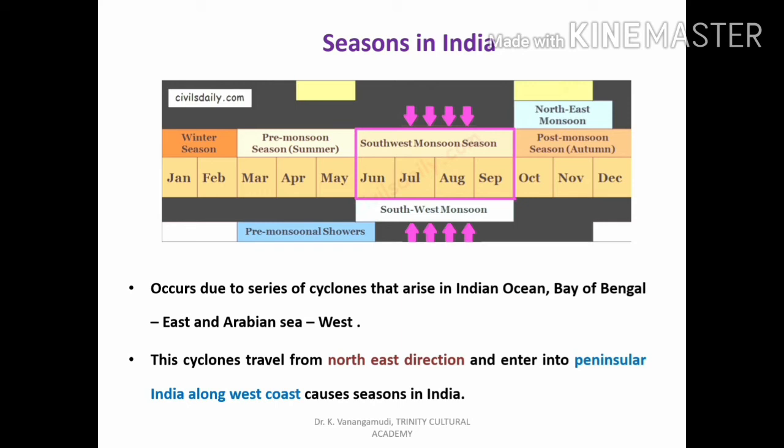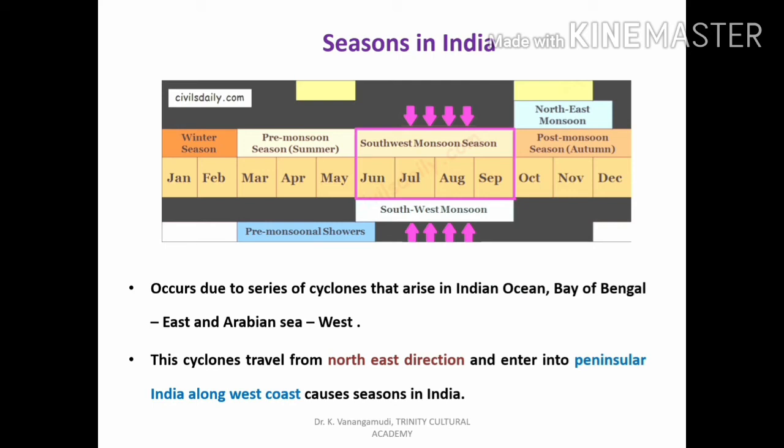Winter season during January-February, pre-monsoon season during March, April, May, and during this period the pre-monsoon showers will occur. Southwest monsoon season from June to September, the southwest monsoon takes place during this season. Northeast monsoon, that is also post-monsoon season, that is autumn, it occurs in October to December.